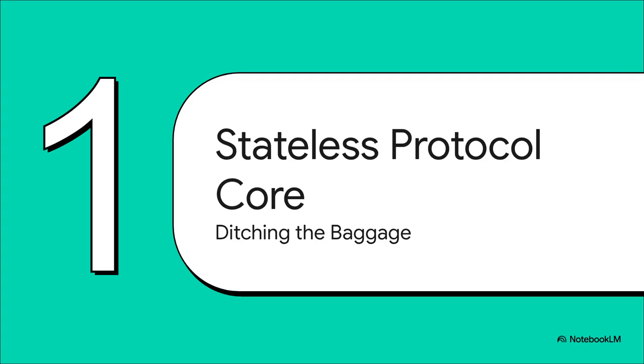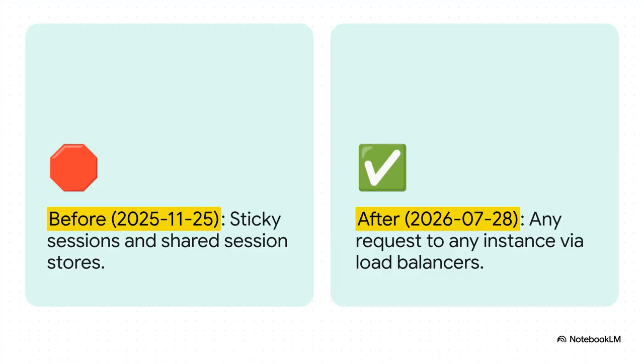All right, Section 1, a stateless protocol core. We are officially ditching the baggage of the past. Remember what this looked like before late 2025? Running a remote MCP server was honestly a bit of a beast. You had to deal with sticky sessions, shared session stores, and even deep packet inspection just to get your routing right. Now, it is pure freedom. Any request can hit any server instance using plain, round-robin load balancers. I mean, this is the kind of horizontal scaling developers dream about.